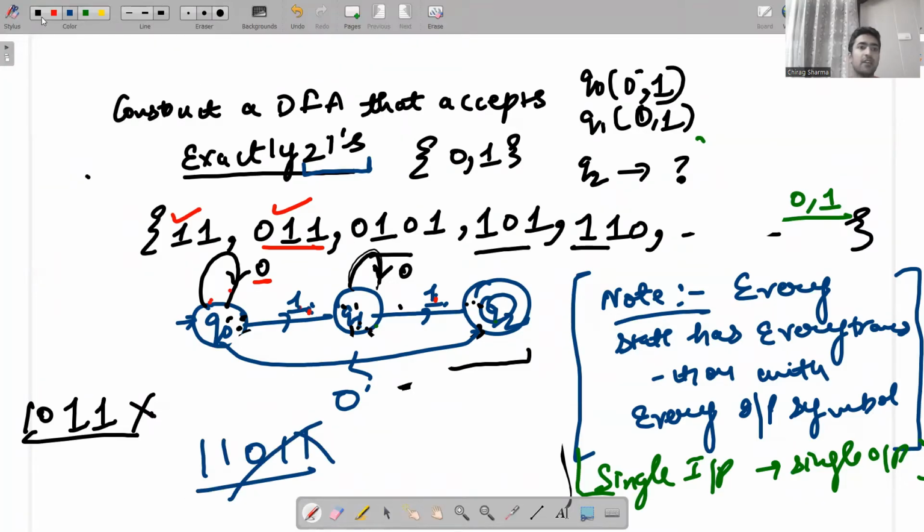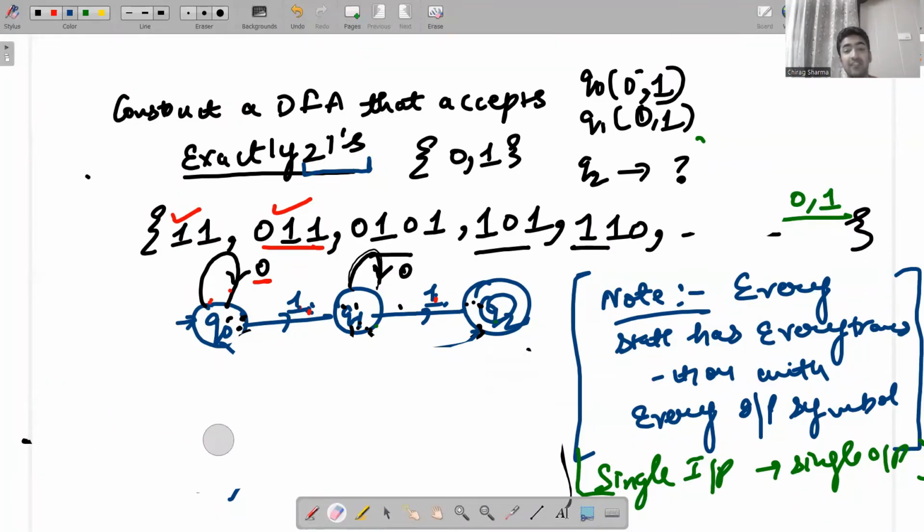So these steps are definitely wrong, and we don't need to have a transition with 1. Why? Because if I have a transition from Q2 with 1, I will have more number of ones. So what I'm going to do is put a transition of 0 over here. This is fine, because any number of zeros comes fine. I can accept this string.